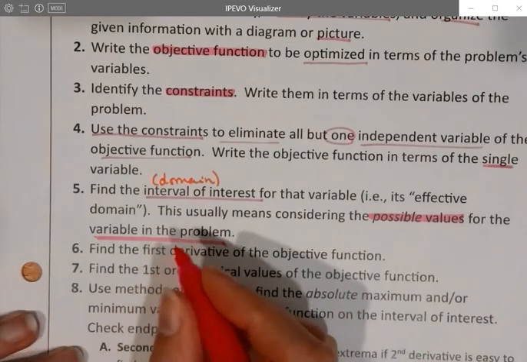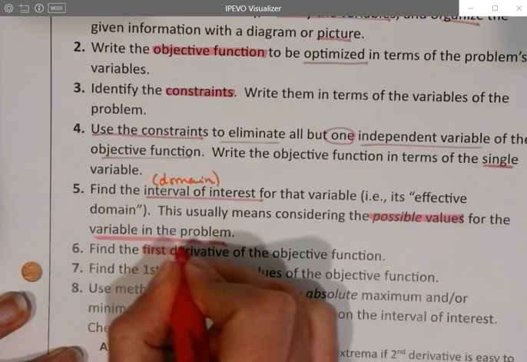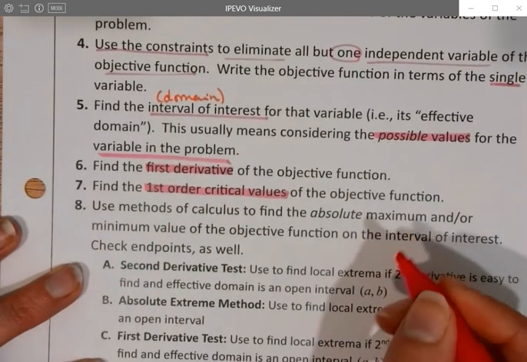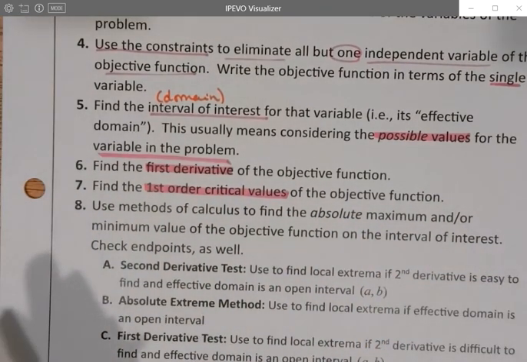Then we're going to go into the derivatives. So we're going to find the first derivative of the functions so that we can get our first order critical values, and then we're going to test those critical values.